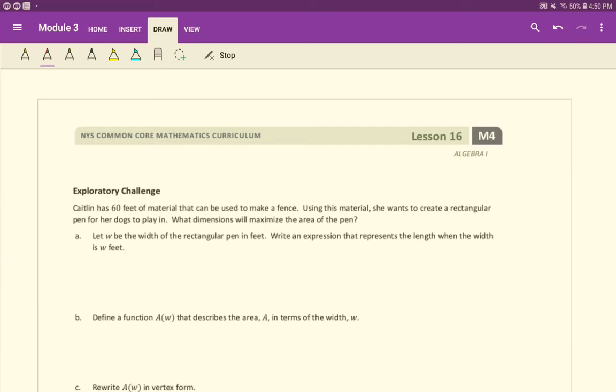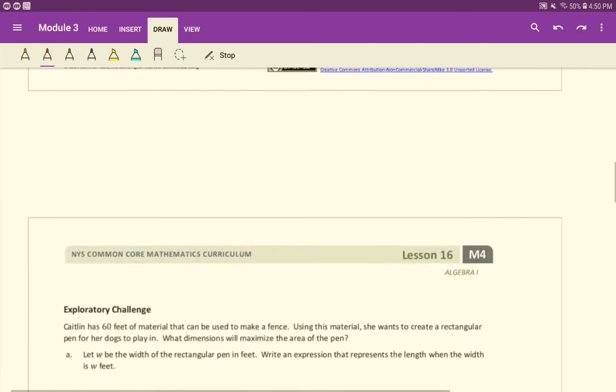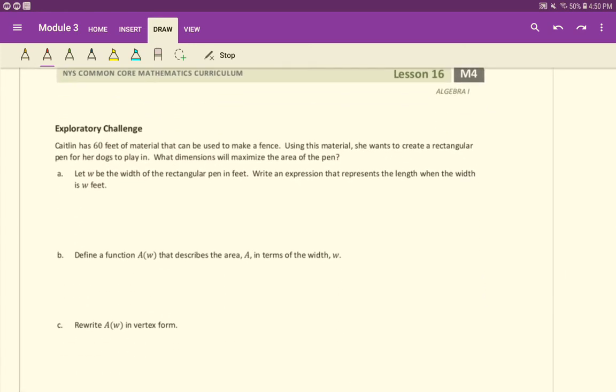We are going to finish our look at vertex form for quadratic equations. Remember that vertex form is y equals a times quantity x minus h squared plus k, where h and k give the vertex of our quadratic graph. So let's take a look here at what we got.